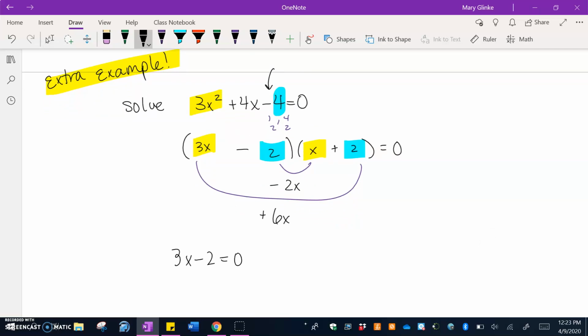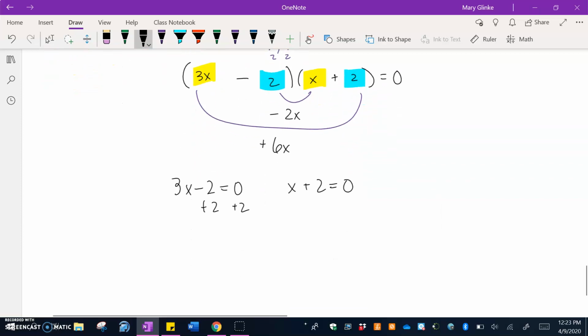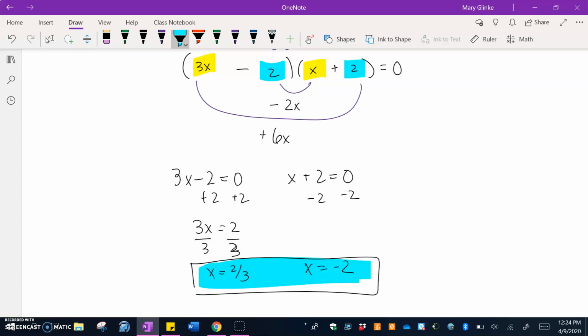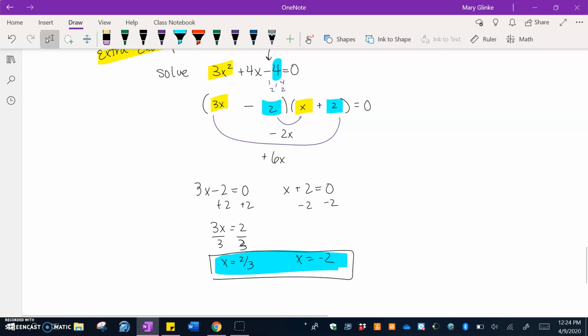I'm going to set this equal to 0, each of the parts here. And I'm going to solve each equation in order to get my final answers for this one. And so as I'm solving this, I do end up with 2 answers. x equals 2/3 and x equals negative 2. As you can see, factoring can help us to solve problems where graphing would have been a lot more challenging with this one because our vertex would not have been nice. So we can factor and solve by getting things equal to 0, factoring, and then setting each factor equal to 0. Hopefully this helps, and have a good day.